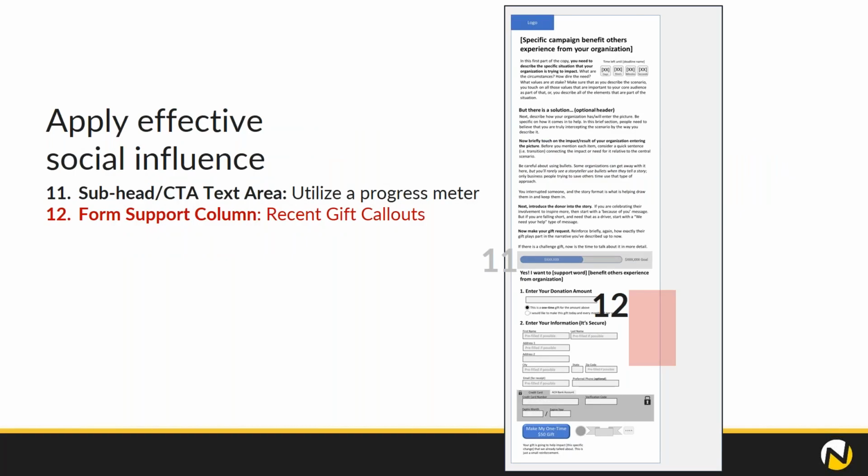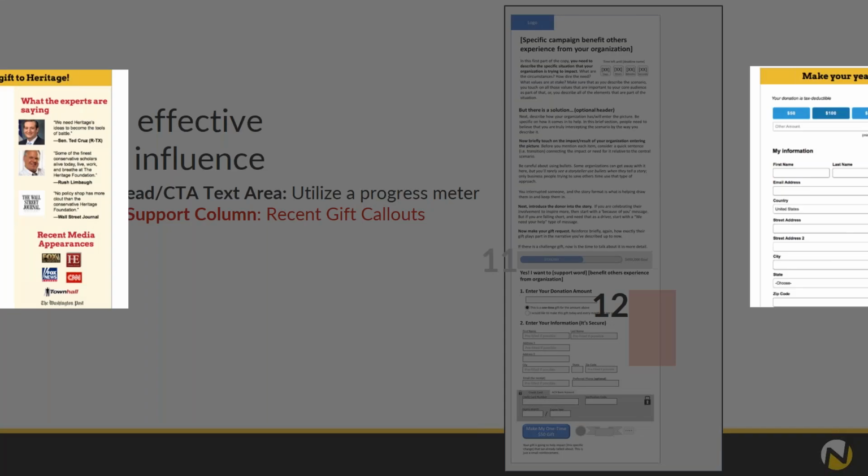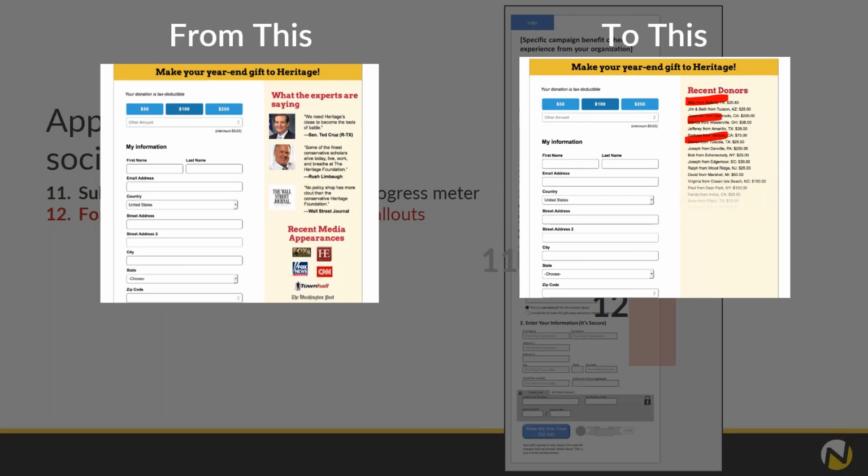Now, the next one comes with a caveat: recent gift callouts. This is the same principle, right? We're showing people that other people are donating. It's kind of like, oh, this other person just donated, I should donate too. The only challenge is we have to be very careful about the amounts that we show.